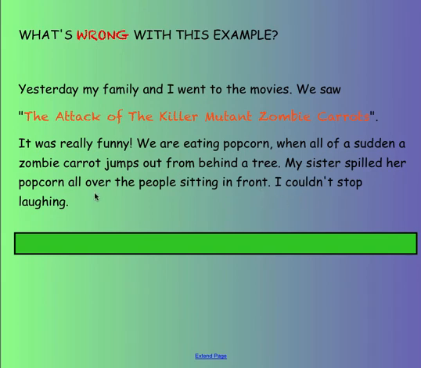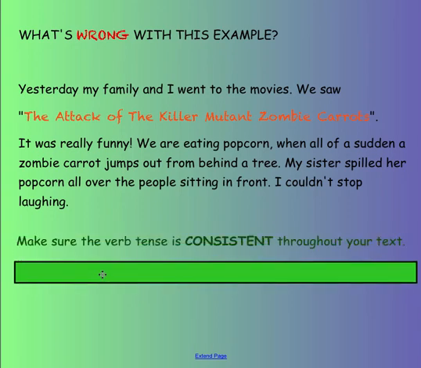I couldn't stop laughing. Okay, so we've got past tense and present tense mixed together, and I don't know if you realise this, but it just doesn't work when you read it aloud or read it to yourself. It sounds a bit funny. So this is what's really important behind this little box here, guys. Really important tip. Make sure the verb tense is consistent throughout your text, okay? Make sure it's the same the whole way through. Don't keep going from present into past or past into present. Make it consistent.